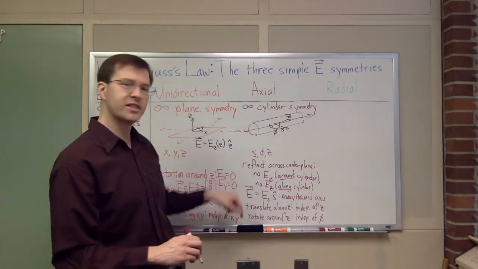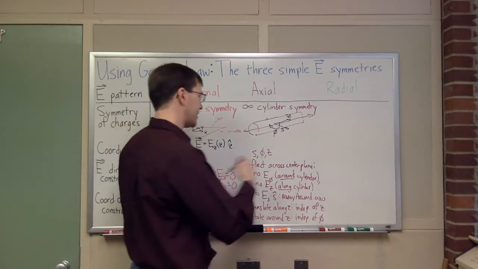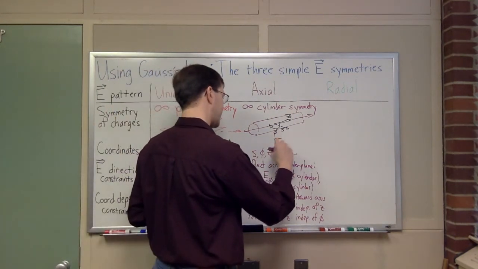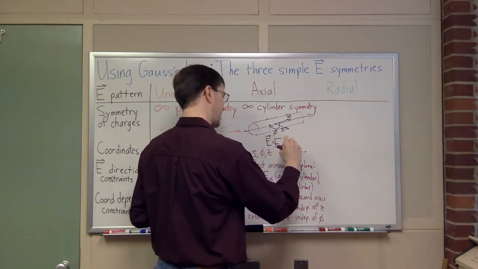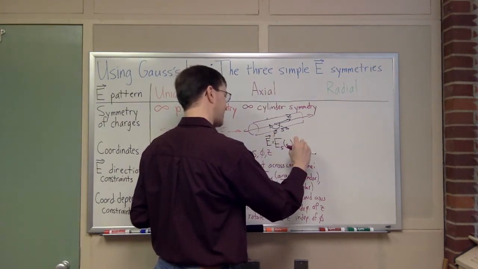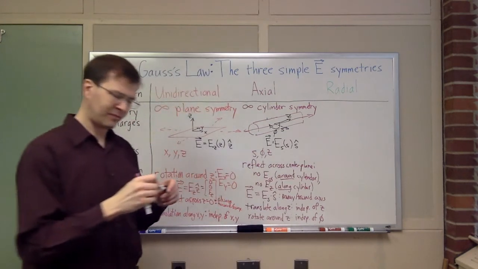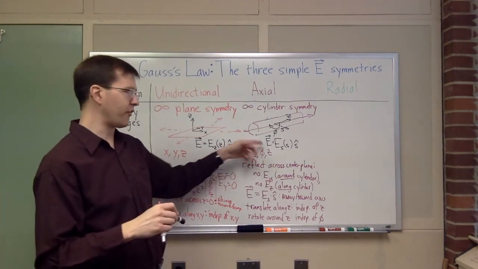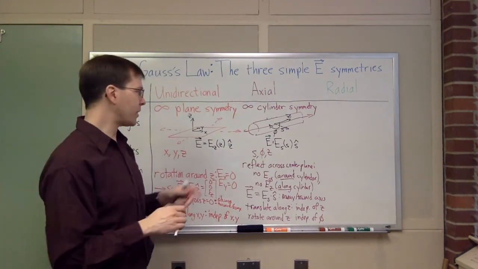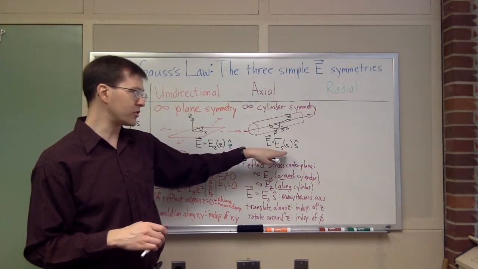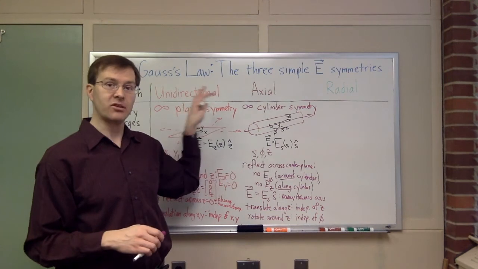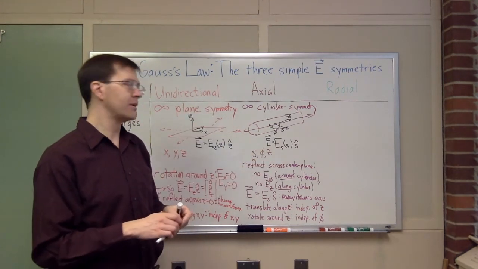The only coordinate left is s, and so we find that our electric field in this case equals E sub s, a function only of s, times s hat. Again, symmetry has gotten to this point where we have a very, very simple result for what that electric field can look like. It's a function of just one coordinate, which makes Gauss's law much easier to work with.